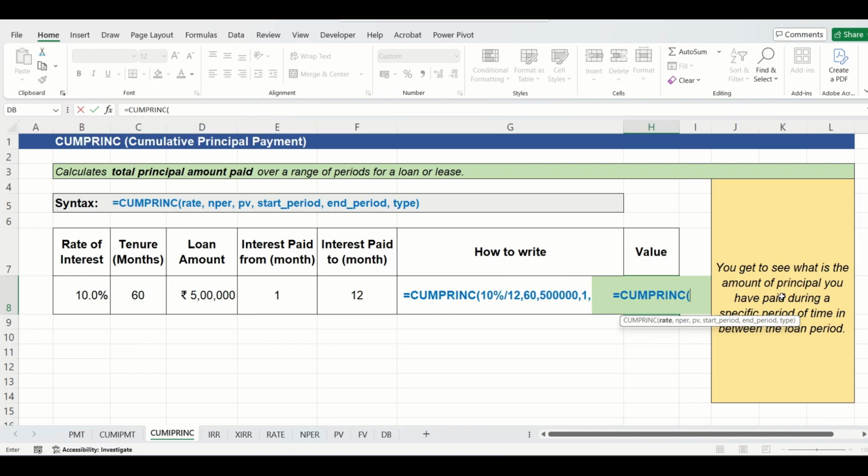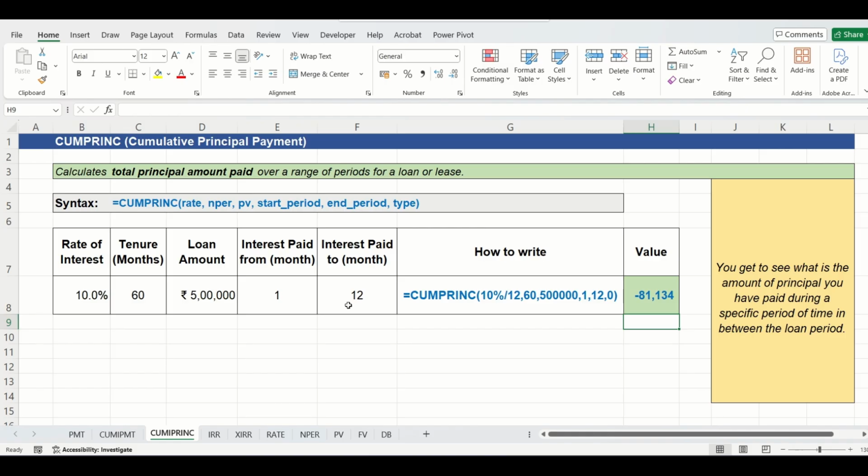CUMPRINC, open the bracket, select the rate of interest divided by 12, comma, the tenure, it should be in months. Here it is already in months. If it was in years, then you have to multiply it with 12, comma, then the principal loan amount, comma, the starting month and the ending month is 0, signifying that the EMI is due at the end of the month. So close the bracket and hit enter.